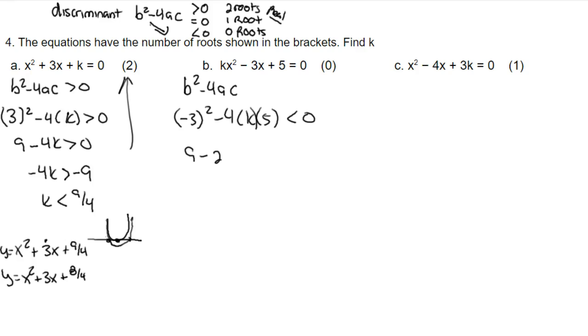In this case, because I'm looking for 0 roots, I'm looking for it to be less than 0. And then I end up with this. K is going to be greater than 9/20. So why don't you go ahead and pause it and try doing C.